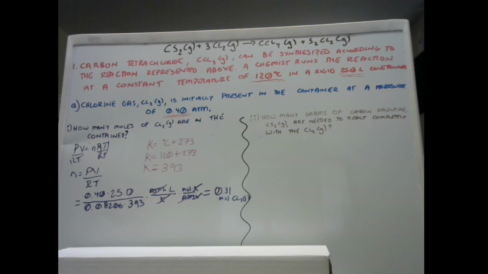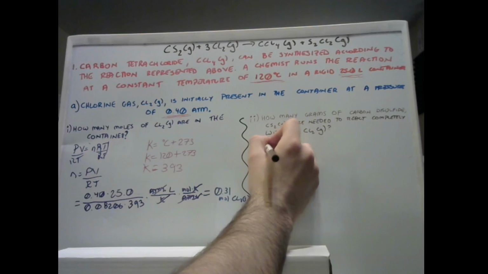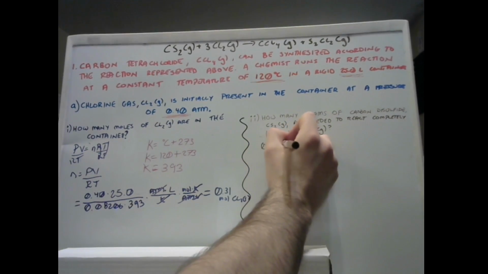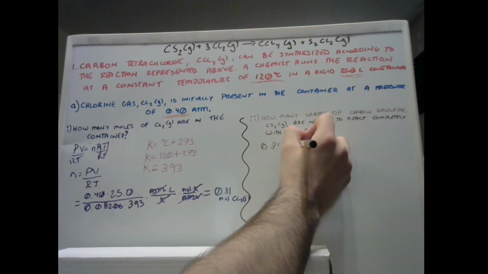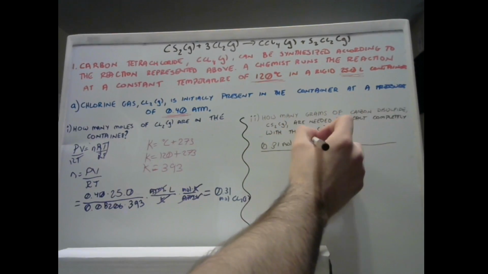Once you have that number, you can go on over to part 2, which asks how many grams of carbon disulfide, or CS2 gas, are needed to completely react with the Cl2 gas. Okay, we're seeing moles, we're seeing grams, we're seeing moles right here. So that tells us it's going to be a unit conversion problem. So we're going to start with our 0.31 mole of Cl2 gas. And we're looking for CS2.